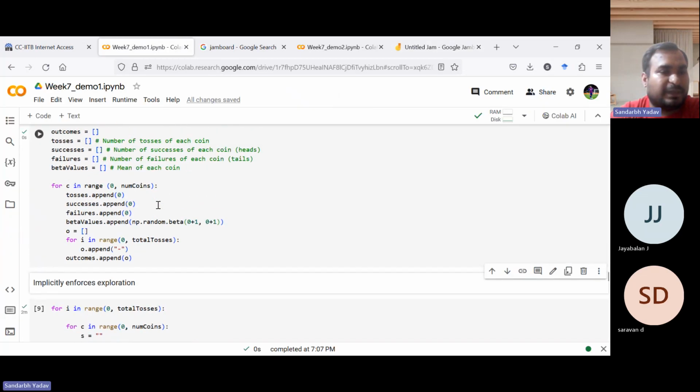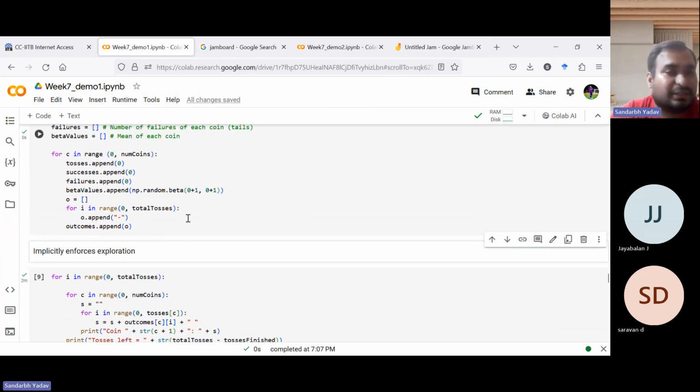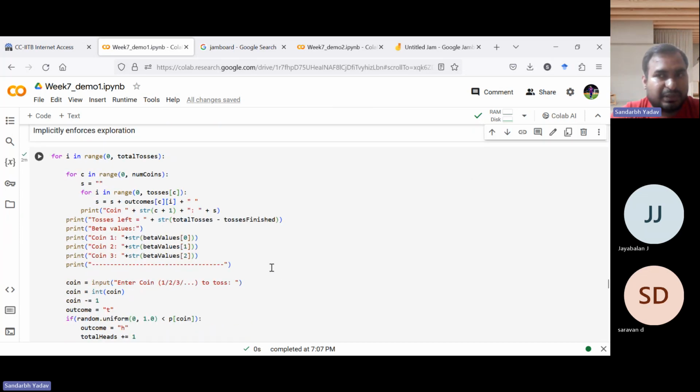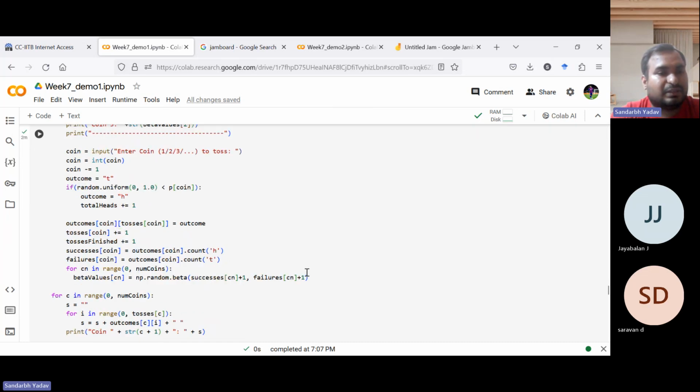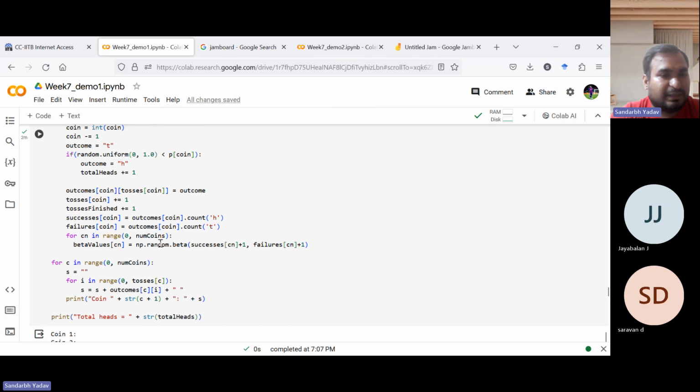So Thompson sampling implicitly enforces exploration. In the previous two methods, we have to explore on our own, but in Thompson sampling, we don't have to do exploration. It will implicitly do it for us. So let's see how it does it. Here you can see it is actually sampling from the beta distribution whose parameters are alpha and beta. So it is not using the means, but actual samples from the distribution.